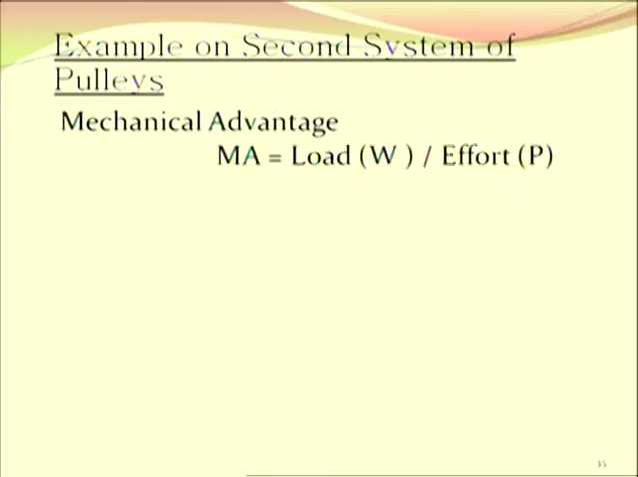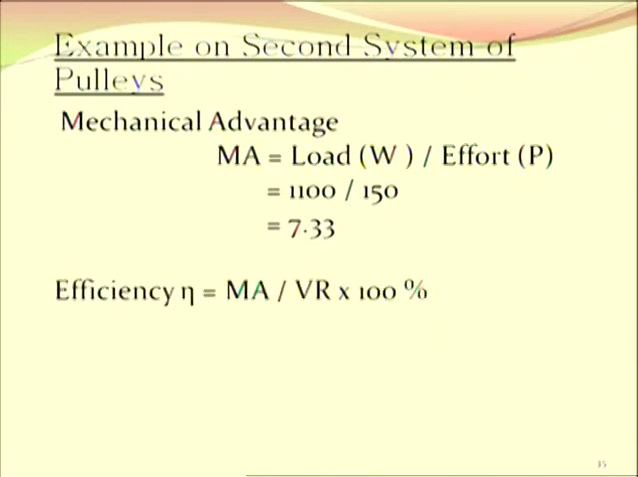Now mechanical advantage. Mechanical advantage is the ratio of load to effort. By putting the values, we have a load of 1100 Newton and an effort of 150 Newton, so we get a mechanical advantage of 7.33. Now efficiency is the ratio of mechanical advantage and velocity ratio, so it is MA upon VR into 100. Putting the mechanical advantage of 7.33 and the velocity ratio, which is the number of pulleys, 8, we ultimately get an efficiency of 91.625%.